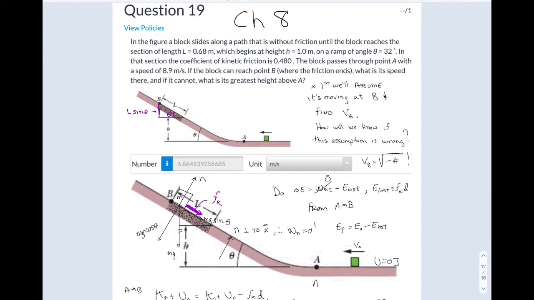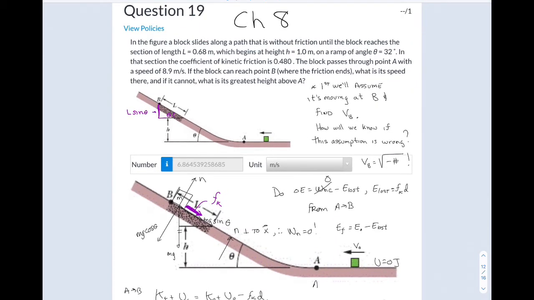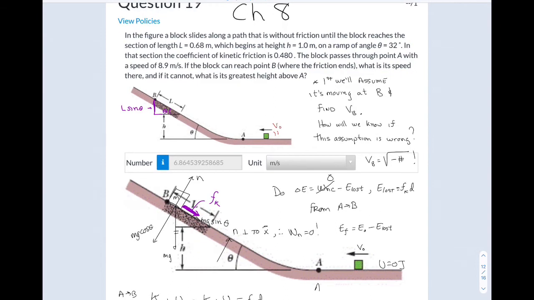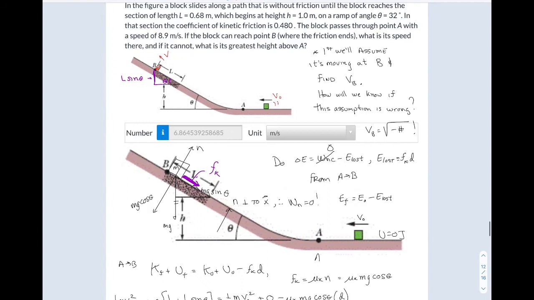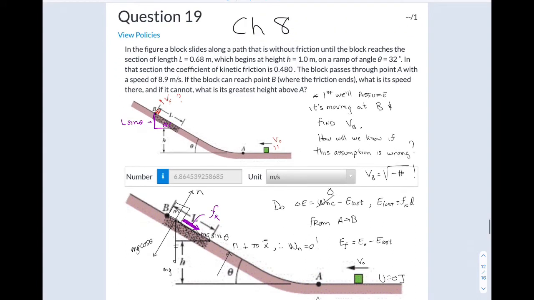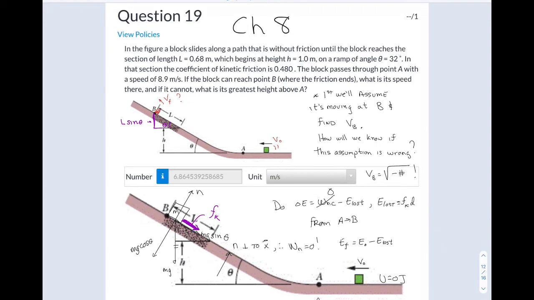Okay, so take a look at this one, and you can hit pause and read through it. Essentially, this thing's moving, and I called it V0. They want you to find, what did I call it over here? I probably called it V final. What's the speed of the block as it passes point B? It says if it can reach B, where the friction ends, what's the speed? And if it can't, then what's the greatest height? Meaning if it stopped over here, they want to find that height.